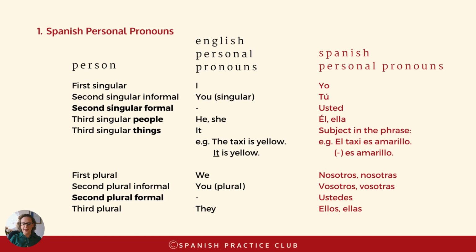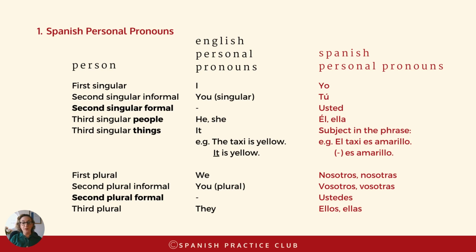So to say I in Spanish, you would say yo. To say you for singular, you would say tú. Then we also have a second word in the Spanish language to address somebody that you don't know. So we use tú for friends and family and people we know, and we use usted for people we don't know. For the third person of the singular, he and she, we have él for he and ella for she.